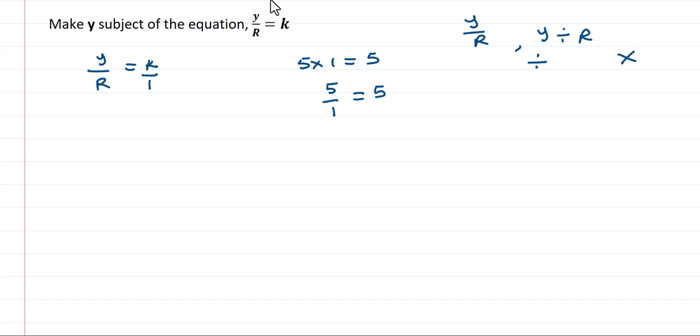It doesn't change anything. So doing that, let's cross multiply. We cross multiply because we have equivalent fractions. So we have Y multiplied by 1 is equal to R multiplied by K, or you can as well say K multiplied by R is the same. Y multiplied by 1 is just Y, and R multiplied by K is RK, and we are done.